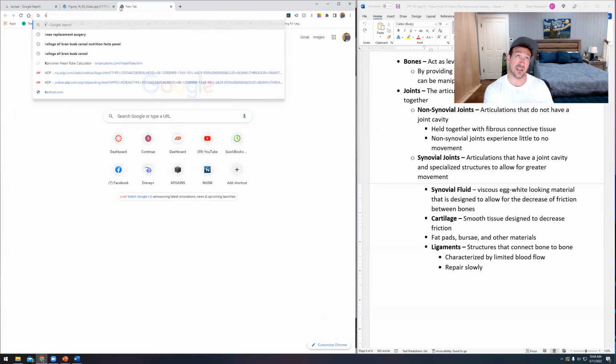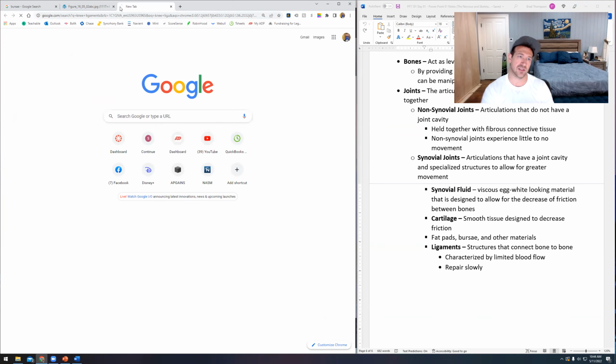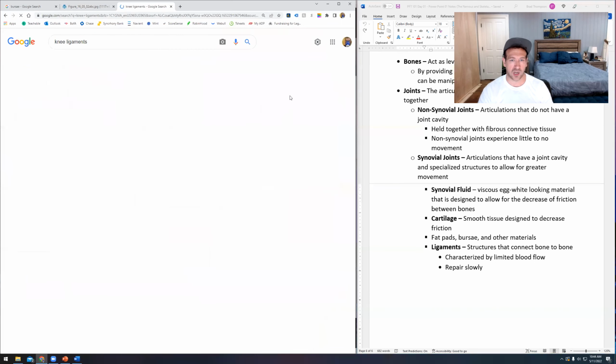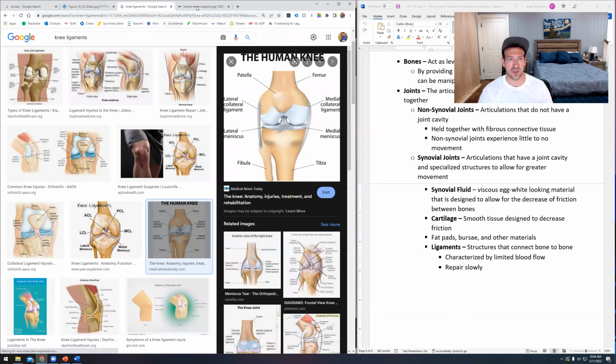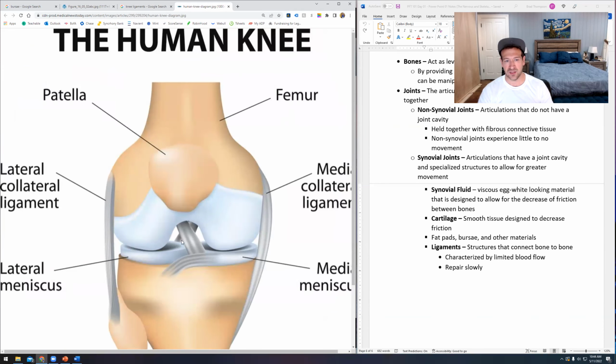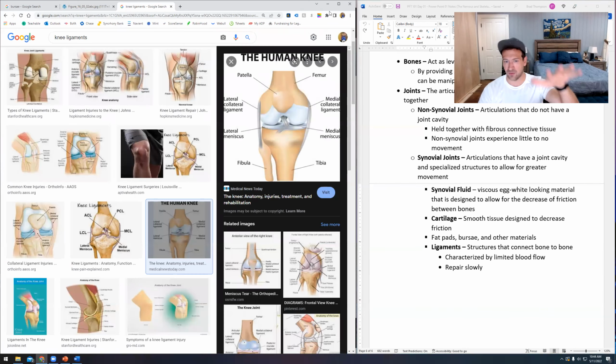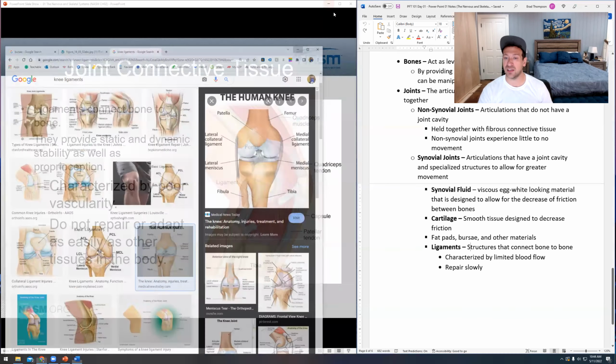If you look at knee ligaments, you can see all of them just connecting the various sections of those bones, right? So there's the ACL, there's the PCL on the back, the LCL, and the MCL. You don't have to have those memorized right now, by the way. We'll look at those later. But that's what's adding stability to my knee.